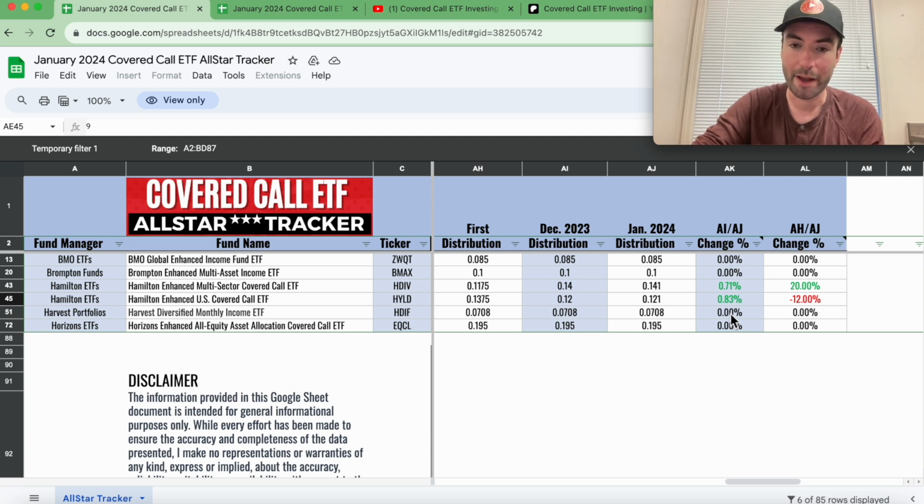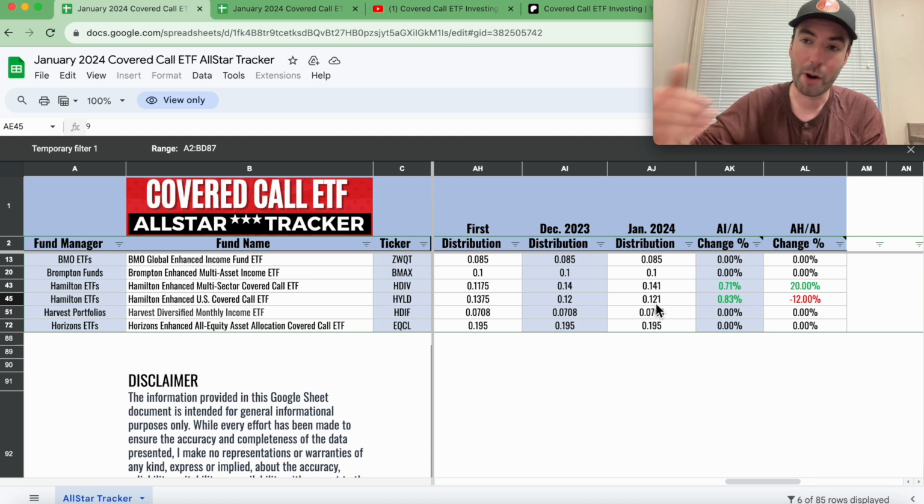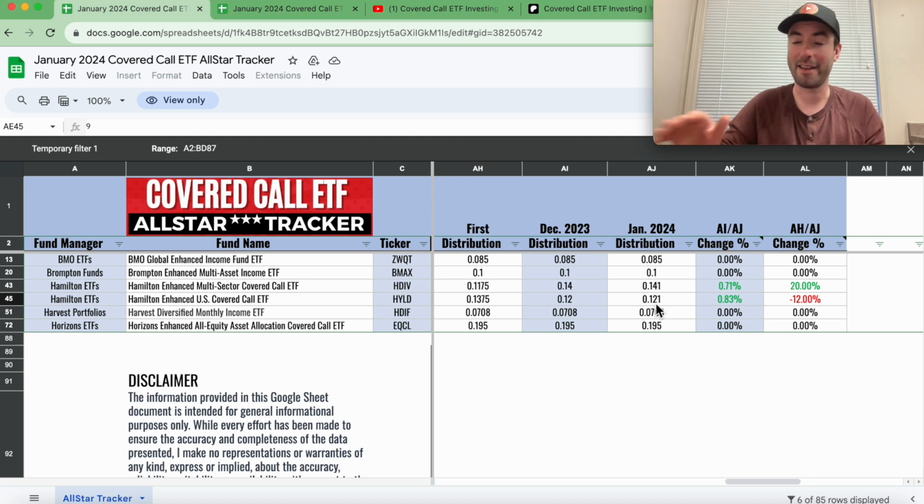So for the most part, we have 4 funds that have stayed the exact same, with 2 funds, HDIV and HYLD, having grown a little bit. We can see that HDIV has gone from 14 cents to 14.1 cents, and HYLD going from 12 cents to 12.1 cents. So marginal gain, but hey, anytime that we can see any kind of natural growth within these covered call ETFs, to me, it's more of a bonus than it is an expectation.